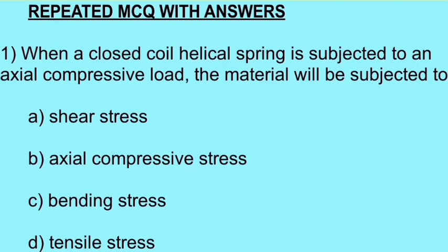First question. When a closed coil helical spring is subjected to an axial compressive load, the material will be subjected to option A, shear stress, option B, axial compressive stress, option C, bending stress, option D, tensile stress. And the answer is option A, shear stress. When a closed coil helical spring is subjected to an axial compressive load, the material will be subjected to shear stress.